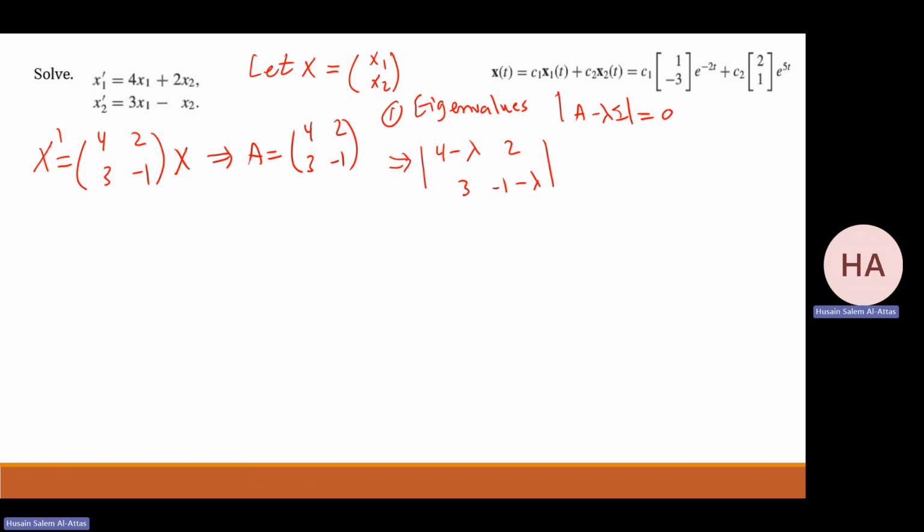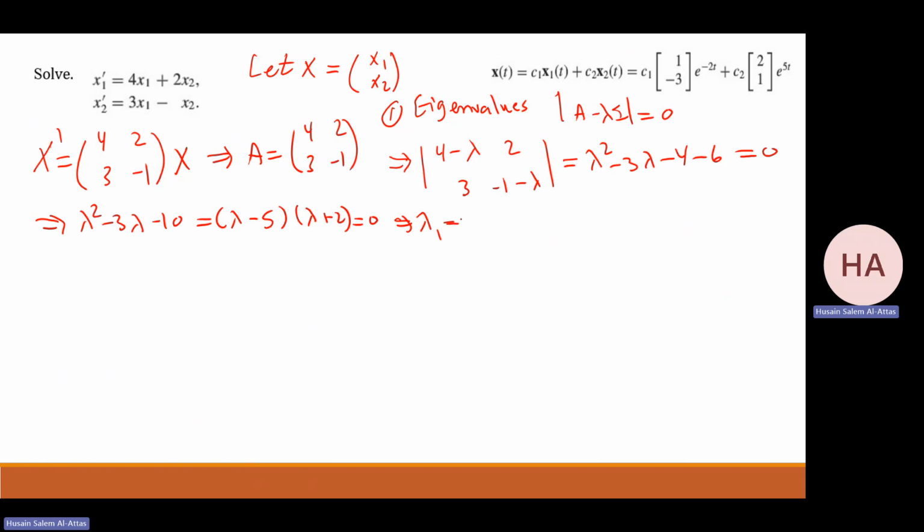We did a lot of these things in chapter 6 to find the eigenvalues and eigenvectors. Okay. That will be lambda squared, minus 4 lambda, minus 3 lambda... minus 4, minus 6. That should be equal to 0. So I have lambda squared minus 3 lambda minus 10, which is lambda minus 5 times lambda plus 2 equals 0. So I have lambda 1 equals minus 2 and lambda 2 equals 5. These are the eigenvalues. Done. Now I'll go for each one and find its eigenvectors.